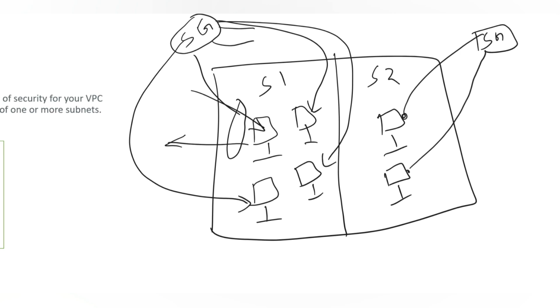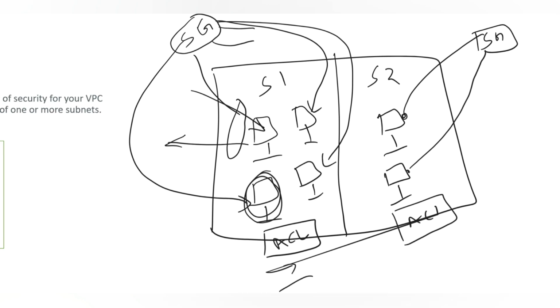AWS has one more layer of security, which is called network ACL. The network ACL is applied on the subnet level. This is the main difference. Earlier we used to apply on the instance level; the ACL will be applied on the subnet level. For example, let's say you have an ACL here as well as an ACL for this other subnet. In this ACL, you will define your incoming rule as well as outgoing rule. Similarly here, inbound rule as well as outbound rule.